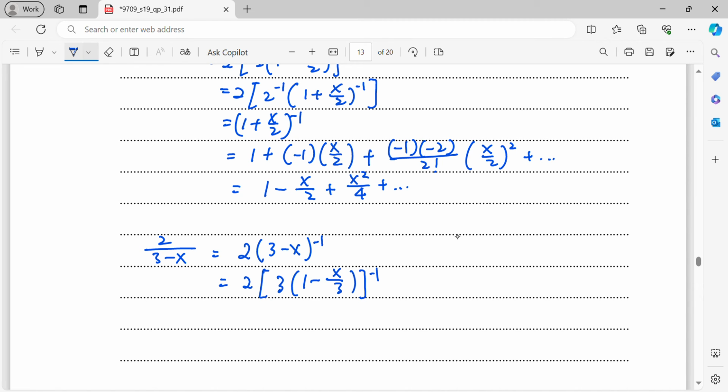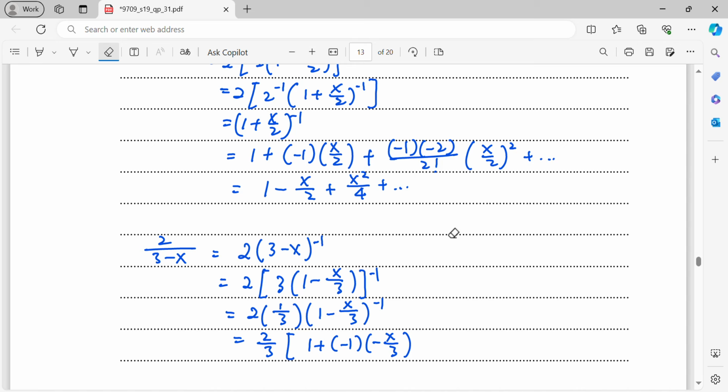So the power of negative 1, you bring it in. It will be 2 times 1 over 3, because 3 power negative 1 is 1 over 3. Okay, then 1 minus x over 3 power negative 1. So therefore I will get 2 over 3. Then I'll do expansion. 1 plus nx, right? So the n is negative 1. The x now becomes negative x over 3.